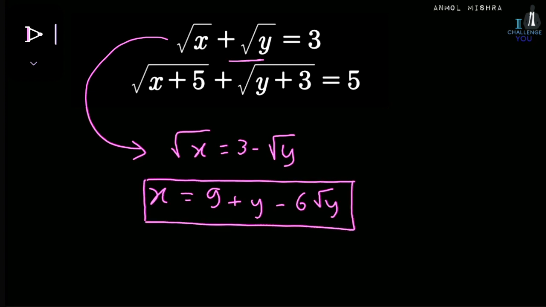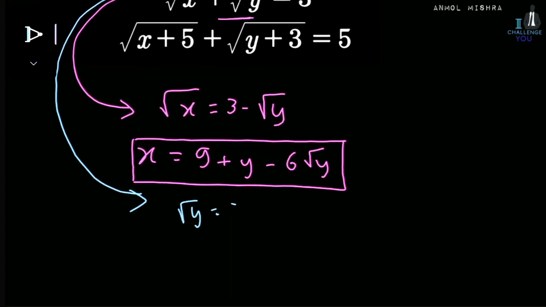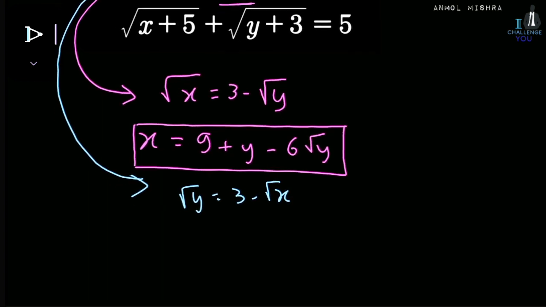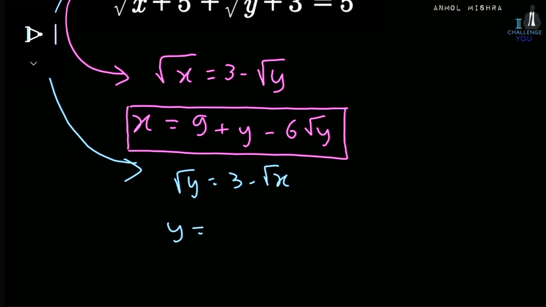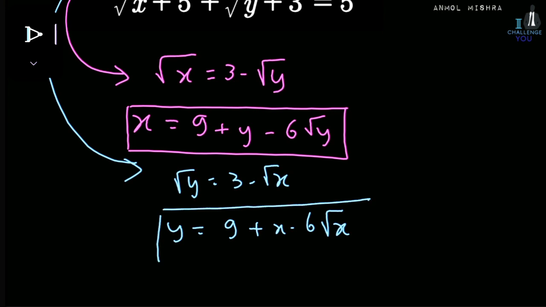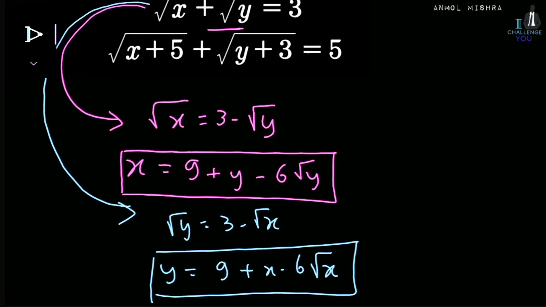Now what if I obtain the value of y from the same equation? So I can write root y is equal to 3 minus root x. Again squaring both the sides, I obtain that y is equal to 9 plus x minus 6 root x. So we have obtained the value of y also and the value of x also.